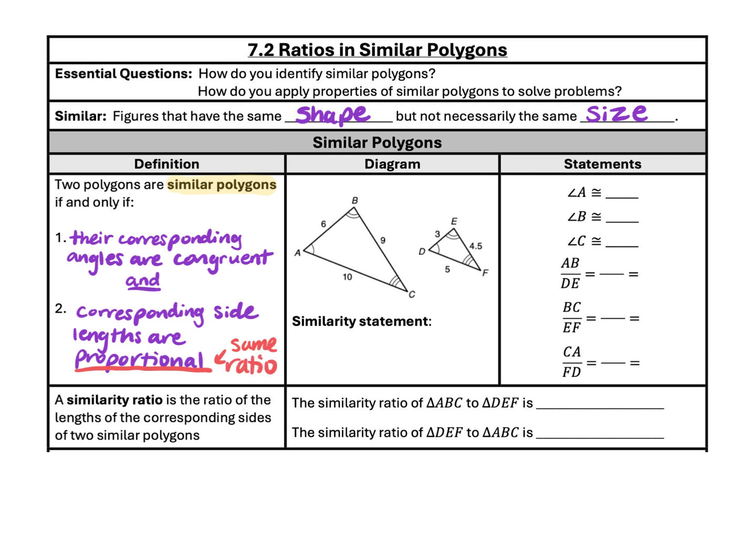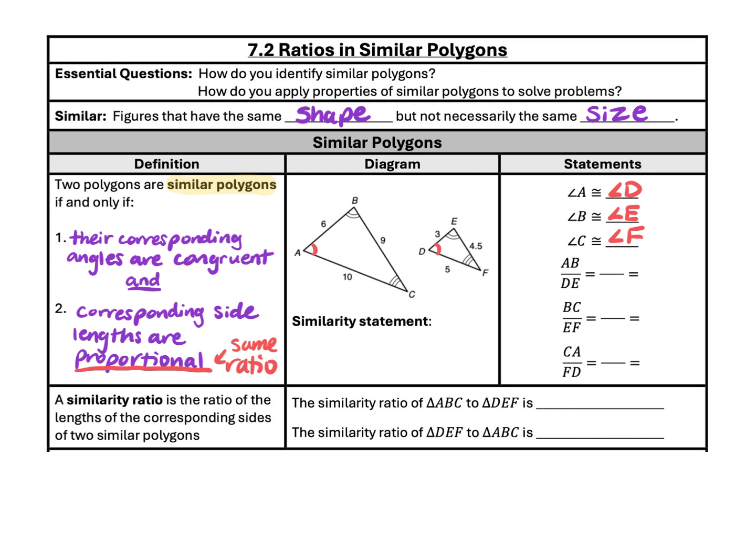All right, so let's look at an example of a set of similar polygons. This diagram here shows triangle ABC and triangle DEF, and these triangles are similar because it meets both criteria. So let's start by filling in the similarity statements. Angle A is congruent to angle D. Notice how A and D each have the one arc. And then angle B is congruent to angle E, that each has the two arcs in the picture, and angle C is congruent to angle F with the three arcs. Okay, so corresponding angles are congruent.